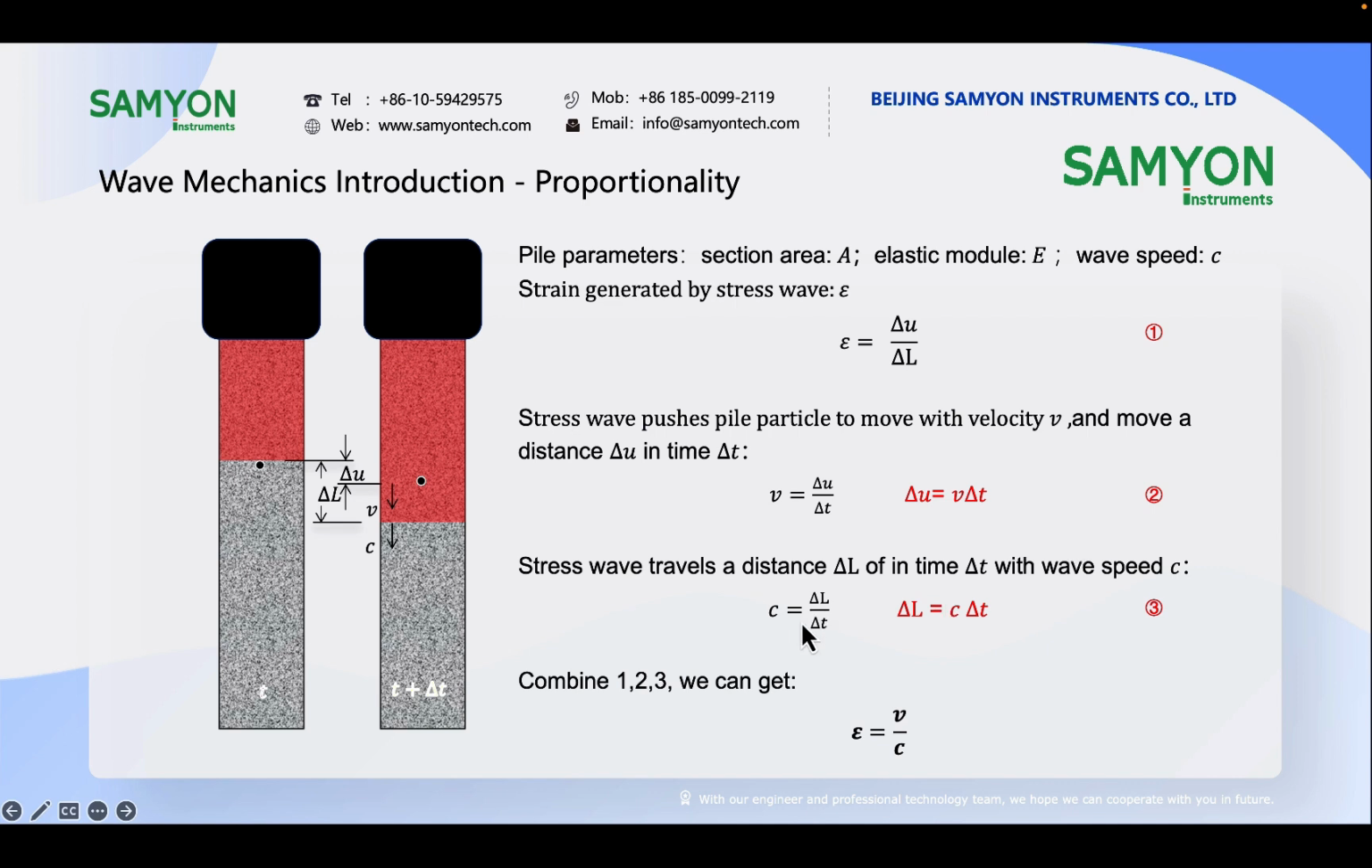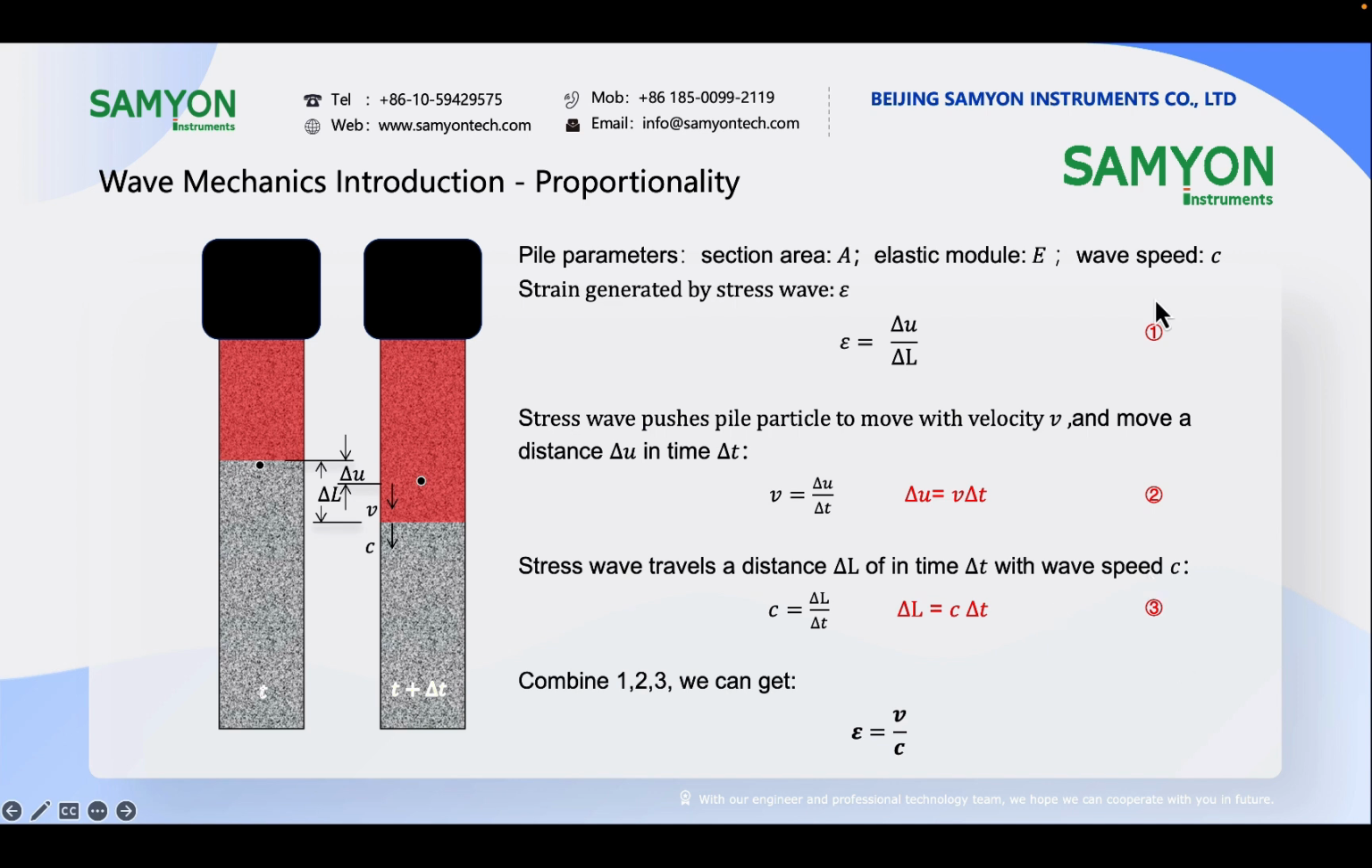And then let's take a look at the wave. The wave speed is c. C could be calculated using delta L divided by delta T. It's similar to the velocity of the particle. And also we can change it to delta L equals c times delta T. This is formula 3.